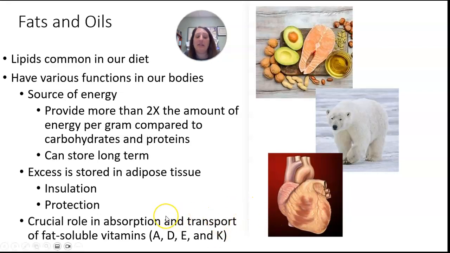Fat also plays a crucial role in the absorption of fat-soluble vitamins. So, for example, vitamin A, D, E, and K. If you're taking a vitamin, for example, I take vitamin D every day, and I take that with dinner because at dinner I know that I'm going to get some healthy fats, and so I know that my vitamin D is going to get absorbed.